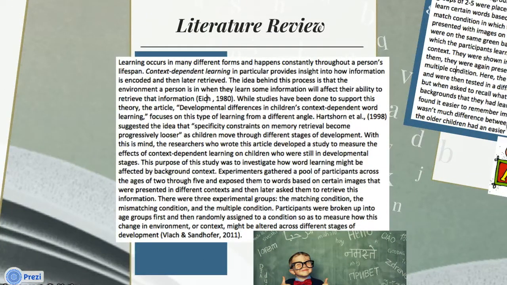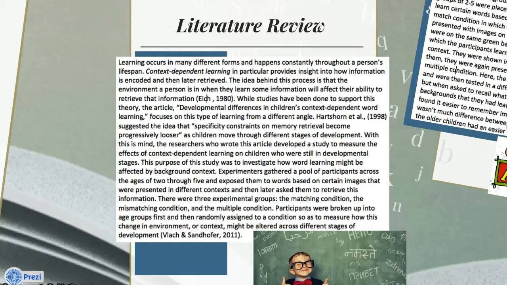Learning occurs in many different forms and happens constantly throughout a person's lifespan. Context-dependent learning in particular provides insight into how information is encoded and then later retrieved. The idea behind this process is that the environment a person is in when they learn some information will affect their ability to retrieve that information.